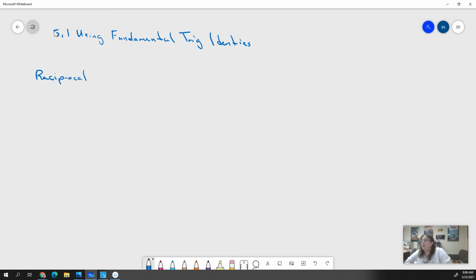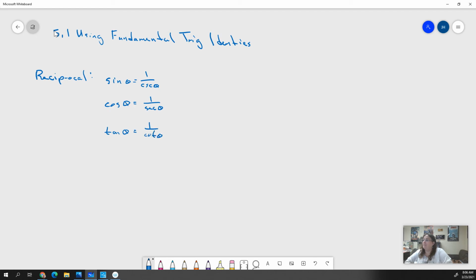Reciprocal, which are like sine of theta equals 1 over cosecant of theta. Cosine of theta equals 1 over secant of theta. Tangent theta equals 1 over cotangent of theta.